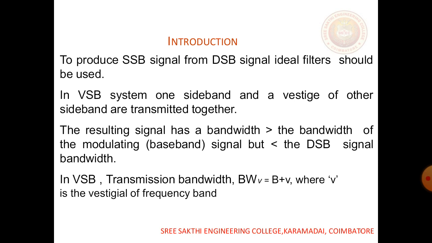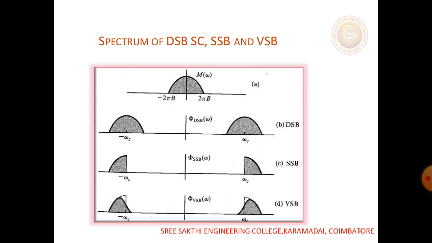Next we move to vestigial sideband modulation. In vestigial sideband, we keep one sideband as it is and we take out a part of the other sideband, and it is transmitted. So it is not double sideband suppressed carrier, nor is it single sideband suppressed carrier. It is a compromise, a mid between double sideband suppressed carrier and single sideband suppressed carrier.